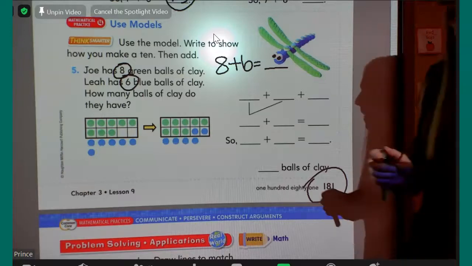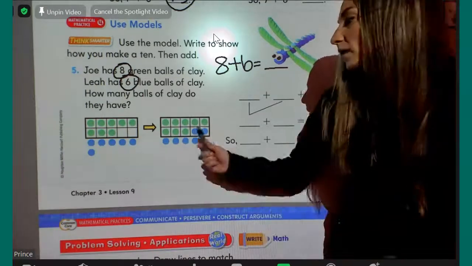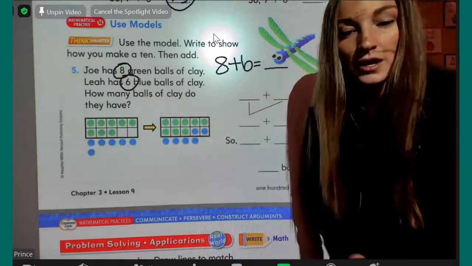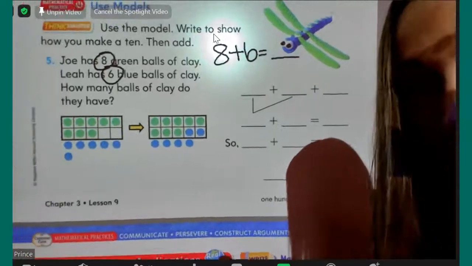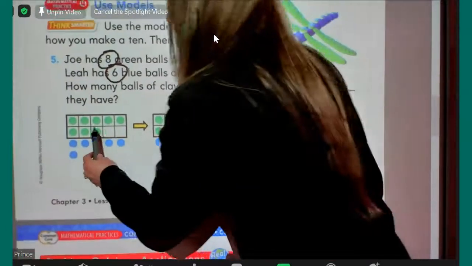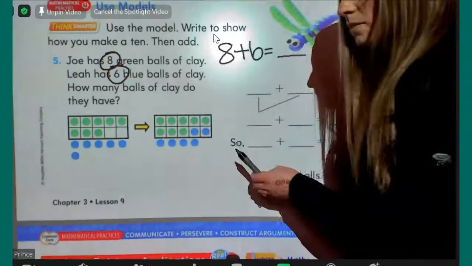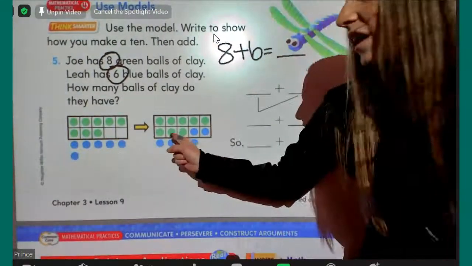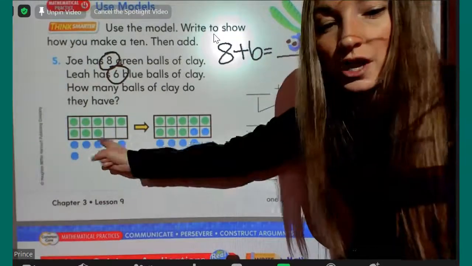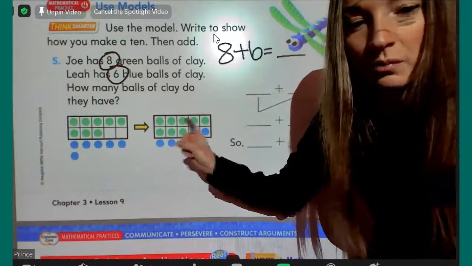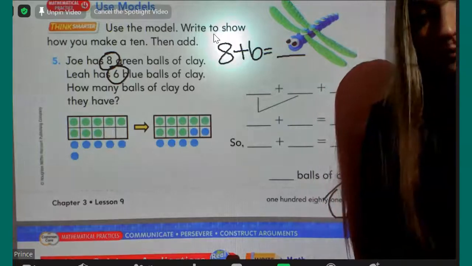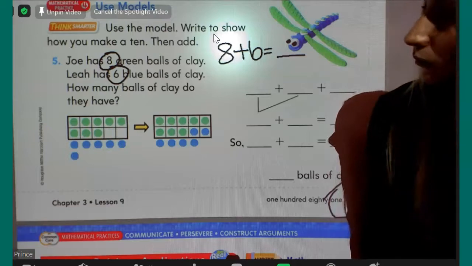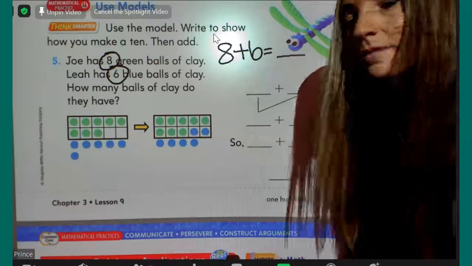Okay, so Alakai, when we are solving this problem, we want to start with this number that's bigger, okay? So I want you to look at the green and tell me how many green we have. You can use the story problem or the picture to help you. I want you to notice that it doesn't change in either of these pictures, so you can check this one or this one to tell me how many green. Good job, Alakai. 8.